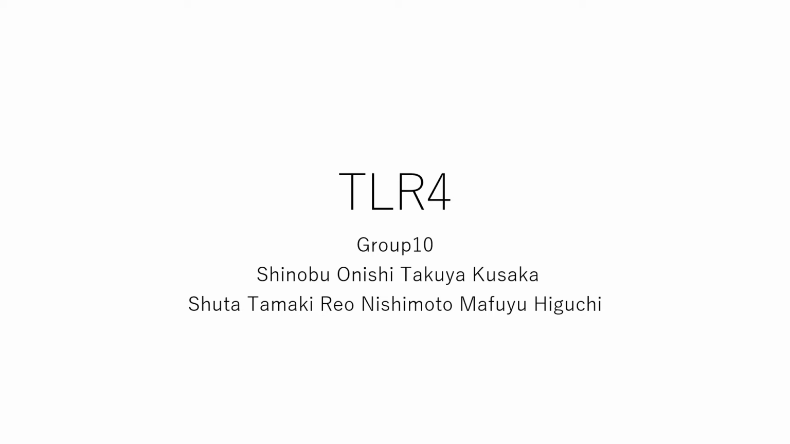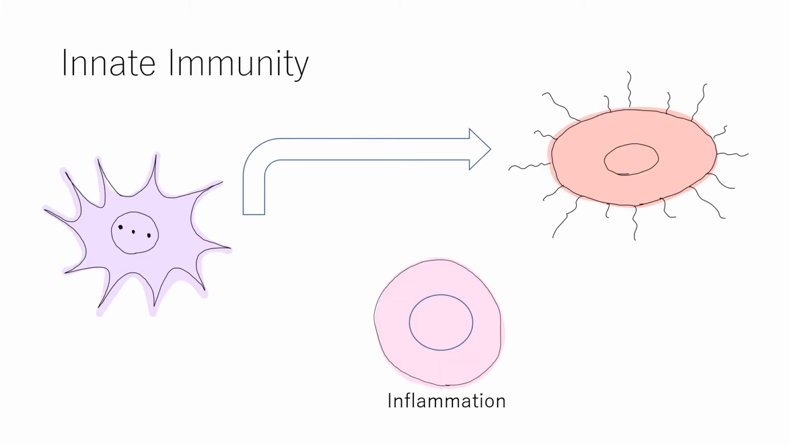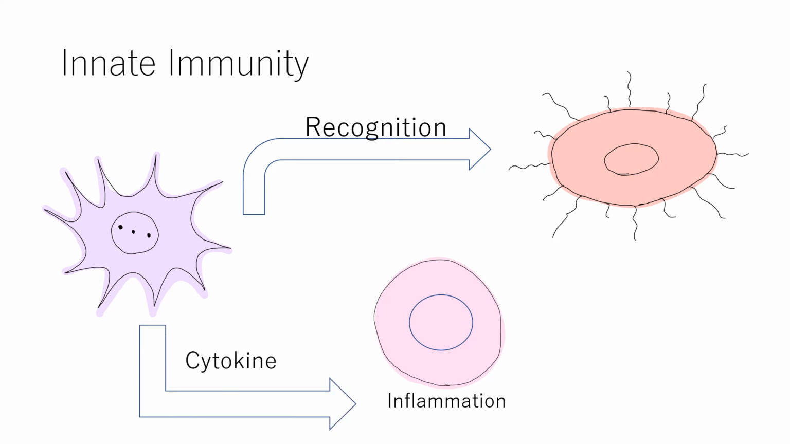We are going to talk about TLR4. Before discussing the TLR4 receptor, let's talk about innate immunity. In innate immunity, when dendritic cells recognize a pathogen, they release cytokines and interferon to cause inflammation. TLR4 is very important in this innate immunity.